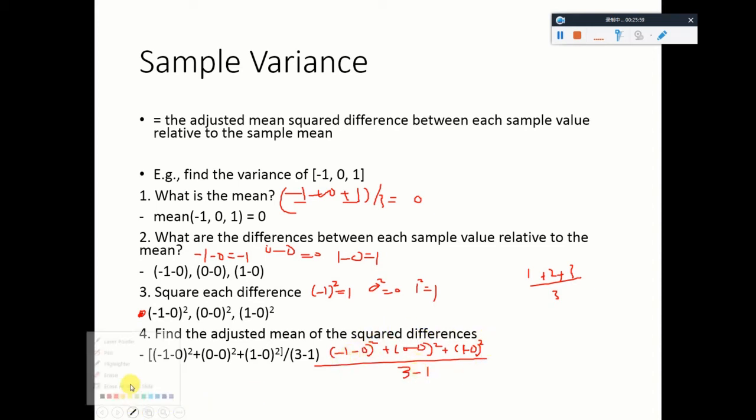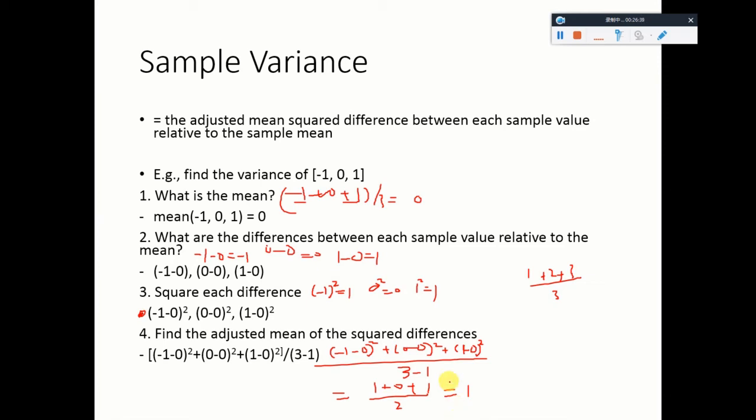So let's finish the calculation. We know that this is 1, right? -1 minus 0, that's 1. 1 squared is 1. Here is 0. And here is 1, right? Divided by 3 minus 1, that's 2. So here's 2, right? 1 plus 1, 2. 2 divided by 2 is 1. There we go. That's your sample variance. The sample variance of these 3 scores is 1.